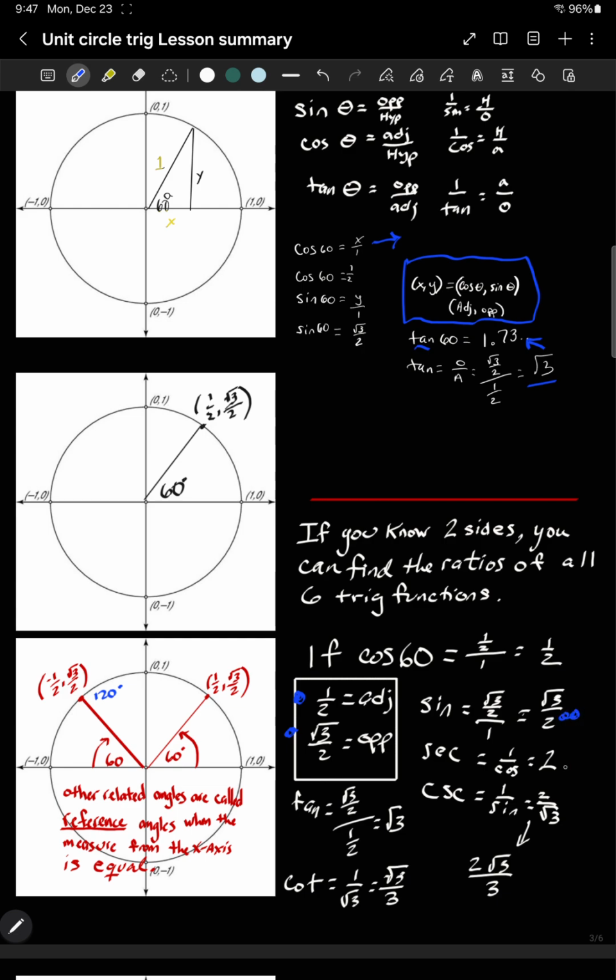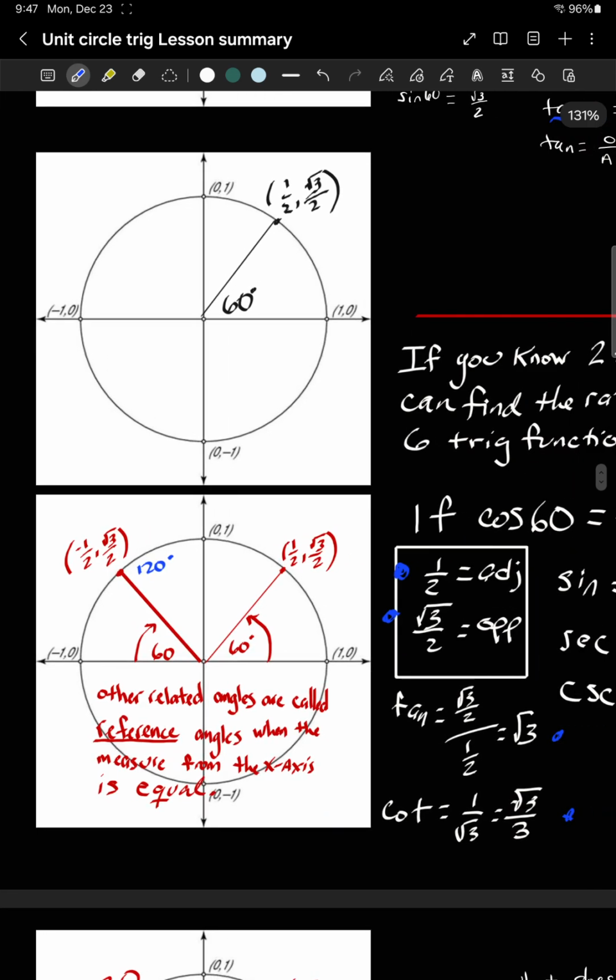So we have our sine, our secant, our cosecant, which has to be simplified, our cotangent, and the tangent as well. So all of these values are defined. So that's one thing that you'll have to do: given an angle, with the radius of 1 and one side, can you find the remaining trig function ratios?